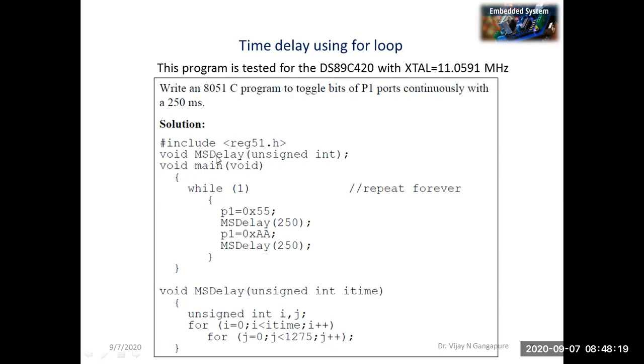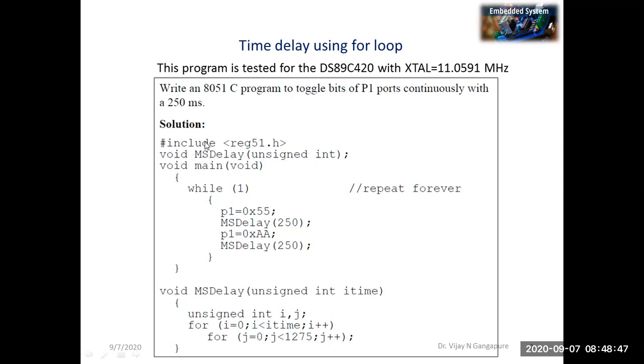So this is actually a function declaration. I am declaring a function named msdelay, and it is not returning any value, so the data type is void, and to this function I am passing one value whose data type is unsigned int. So this is a function declaration, because its definition is coming after its use.